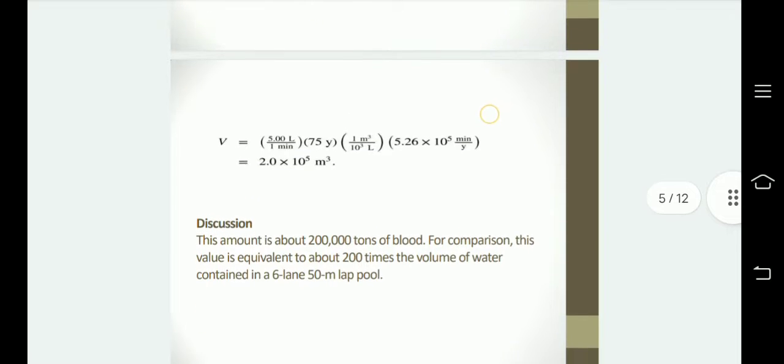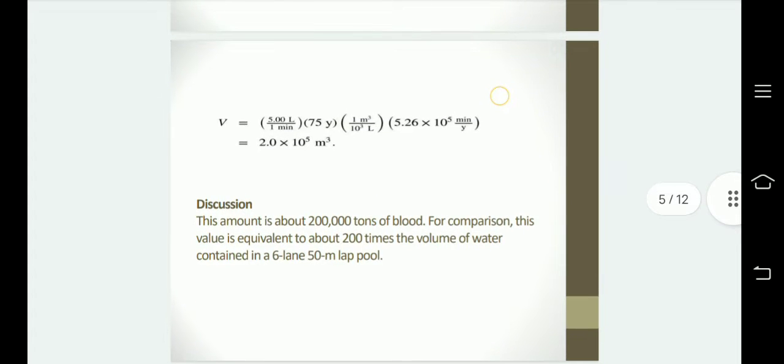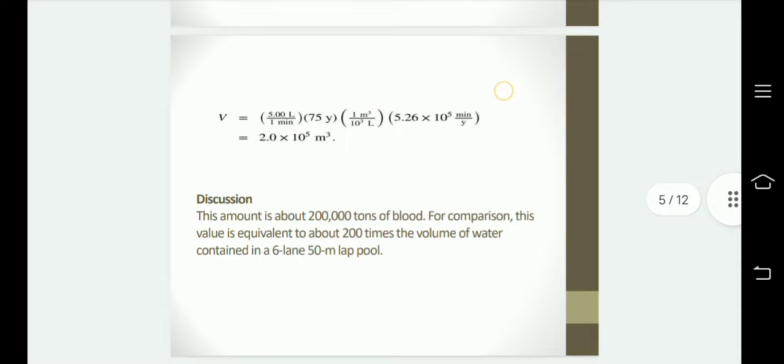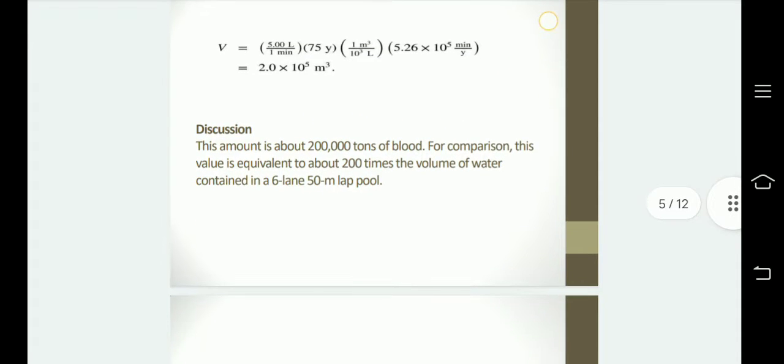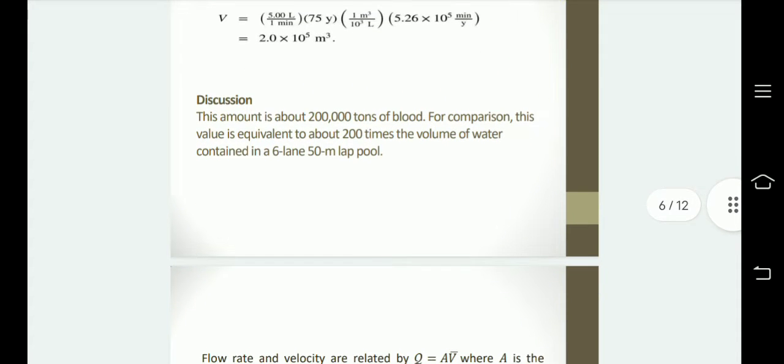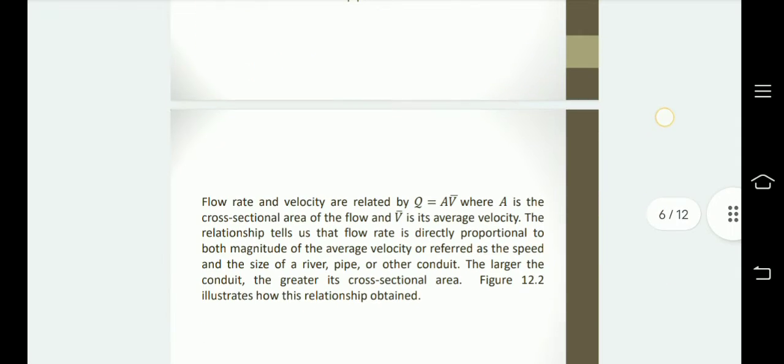The answer is 2.0 × 10⁵ m³. This amount is about 2,000 tons of blood. For comparison, this value is equivalent to about 200 times the volume of water contained in a 6-lane, 50-meter lap pool.